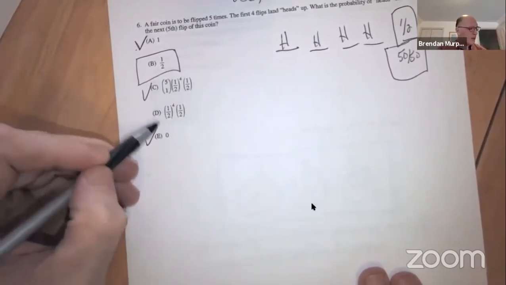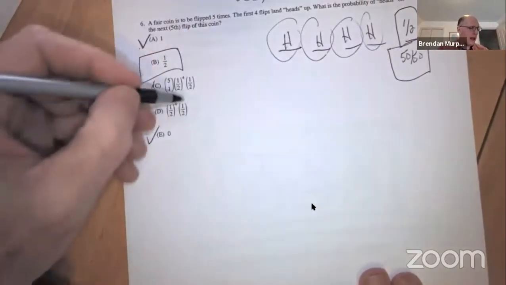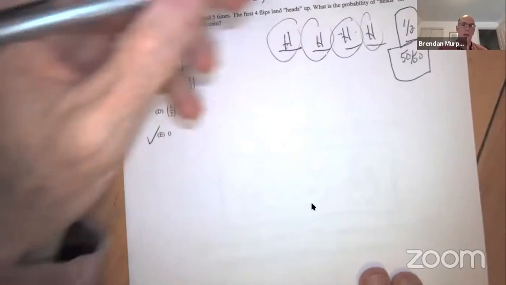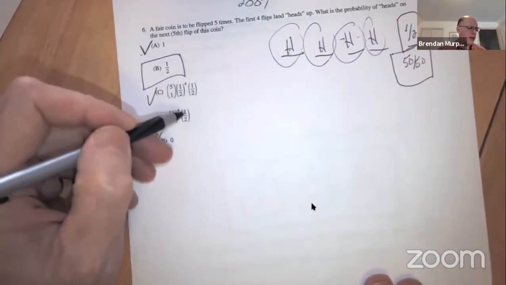I think Luke will tackle that tomorrow. And D here, I guess, is trying to mimic maybe what I did here. I have heads, heads, heads, heads, and the probability of each one is a half. I'm going to raise that to the 4th power, and to get my 5th head, I think that's the probability of getting 5 heads in a row.